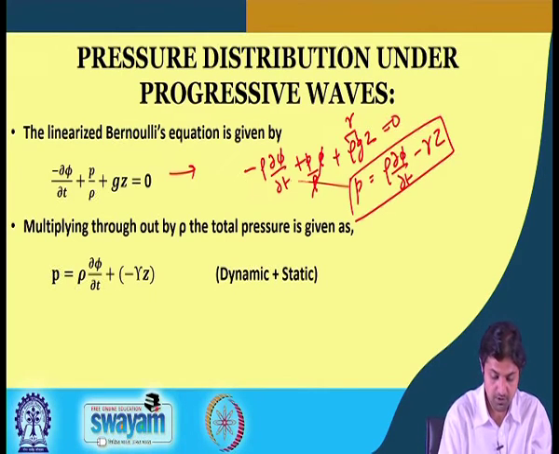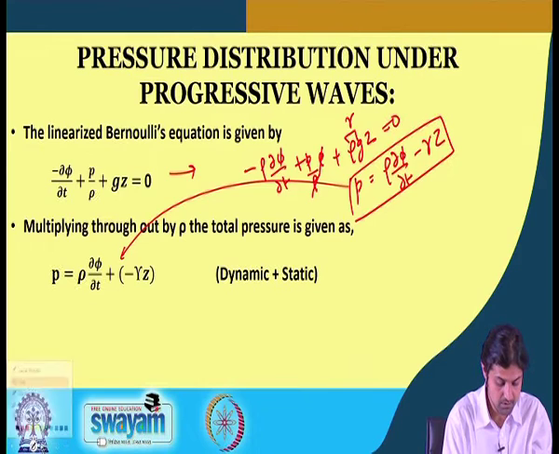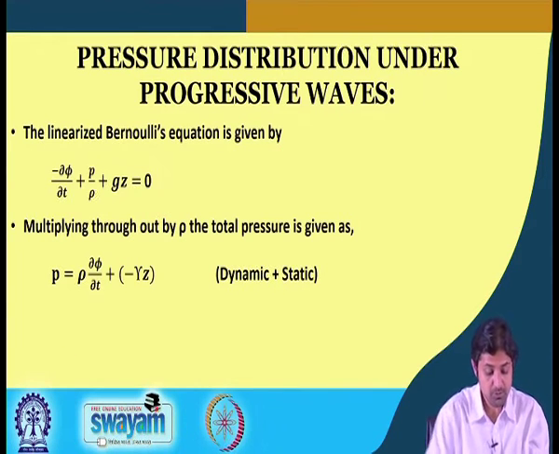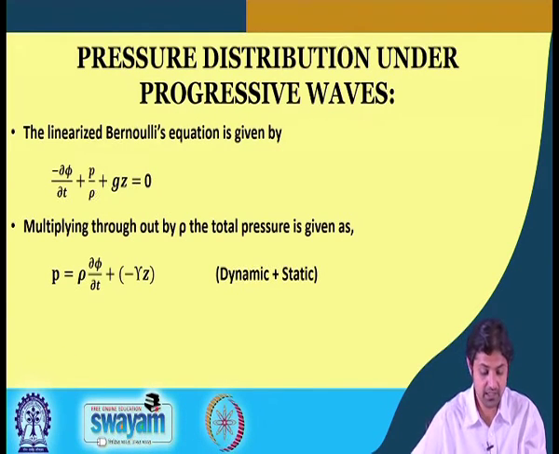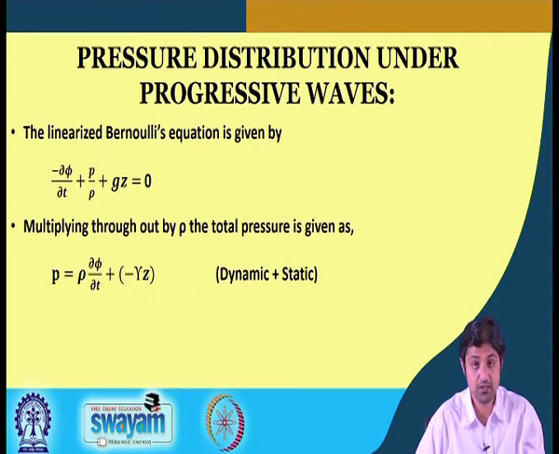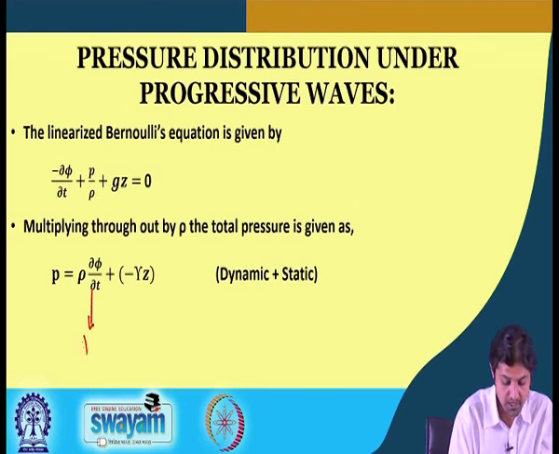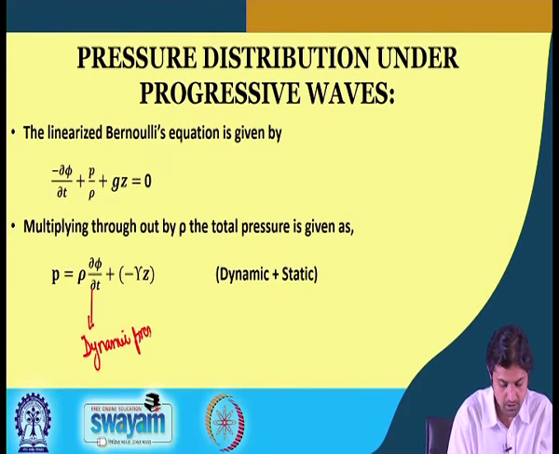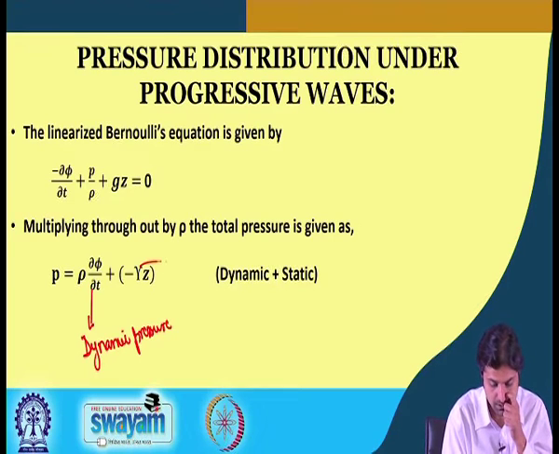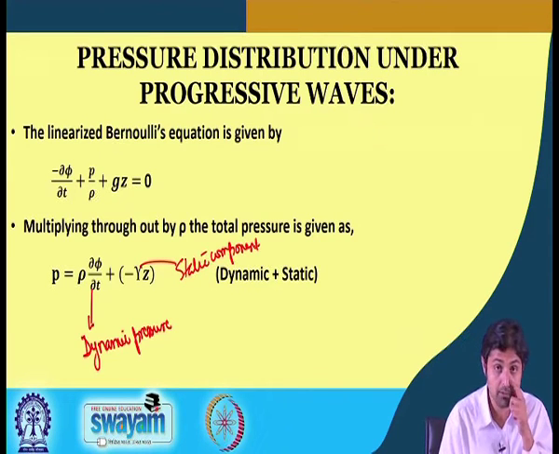And this is the same equation here. So, it becomes p is equal to rho del phi del t minus gamma z. The first term is the dynamic pressure, and the second is the static component, depending only upon the water depth.